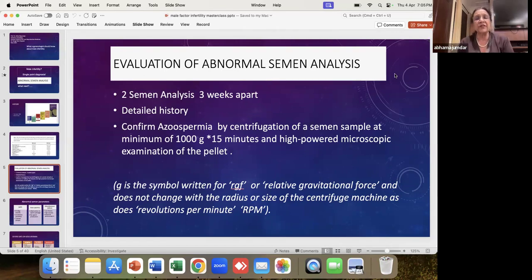Now, G is the symbol written for RCF, or relative centrifugal force. And this does not change with the radius or size of the centrifuge machine. Say if the centrifuge machine becomes bigger, the RPMs will have to be less. If it becomes smaller, RPMs will have to be more. But the G will remain the same. That is, the force has to remain the same. So automatically, whatever the size of the centrifuge is does not matter. 1000 Gs for 15 minutes, whatever pellet forms has to be seen under the microscope, and if you find sperms over there, then it is not azoospermia.